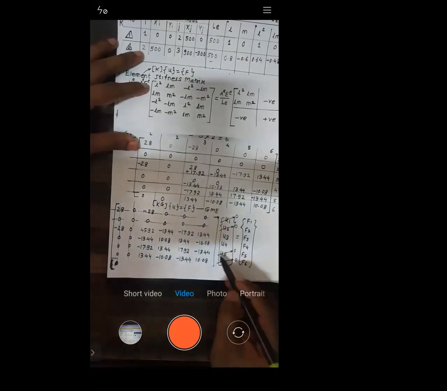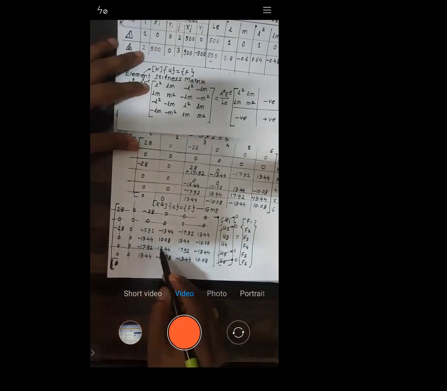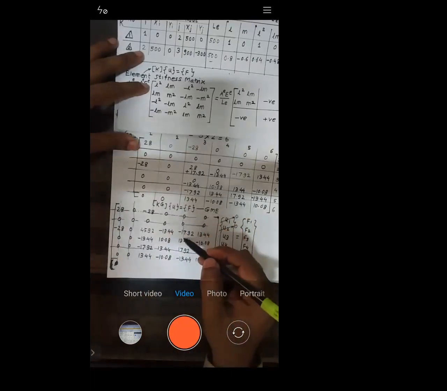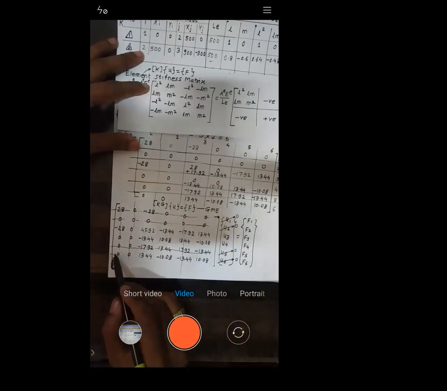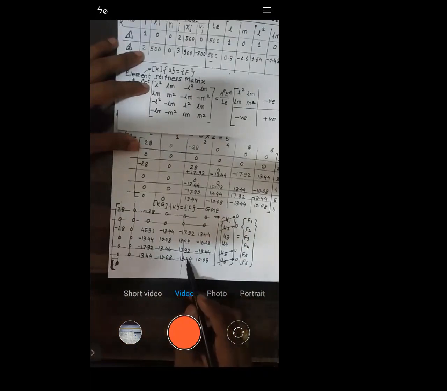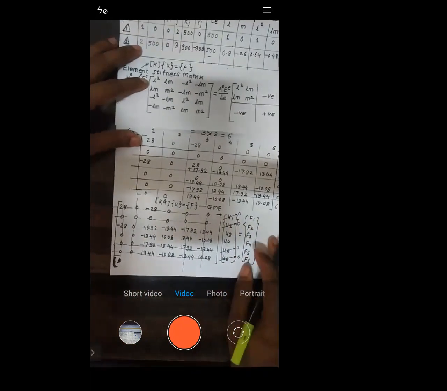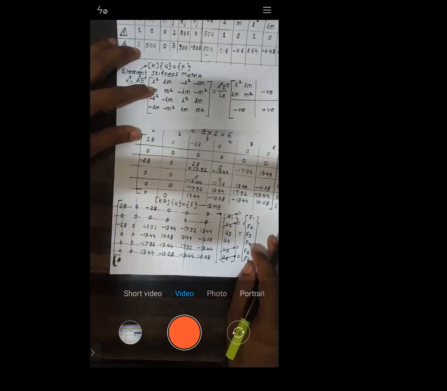Next, U5 is 0. So the fifth row and fifth column get cancelled. Next, U6 is 0. So this sixth row and this sixth column get cancelled. Is it okay? Yes or no? So tell me what is remaining now.